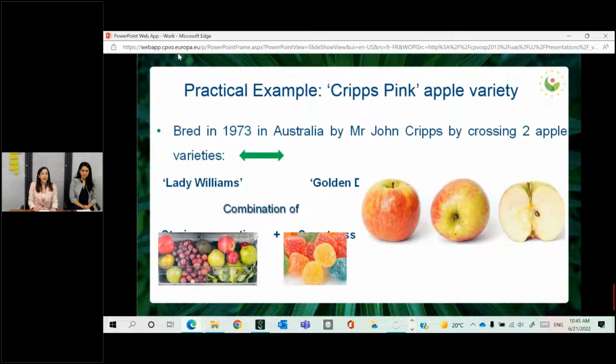Now here on screen we have another example. This is the crisp pink apple variety that you may all very well know and find in our supermarkets daily. It's actually commercialized under the trademark Pink Lady, so you may know it under the trademark name. And here we see that this breeder wanted to combine the properties of the Lady Williams variety, so the storing properties, with the sweetness properties of the Golden Delicious variety. And by this crossing, this breeder, called Mr. John Cripps, obtained the Cripps Pink variety.